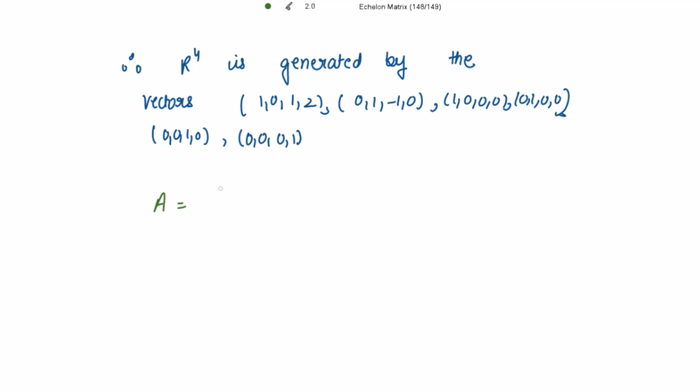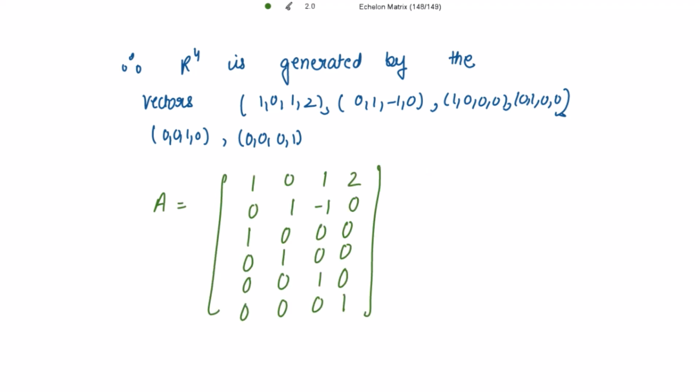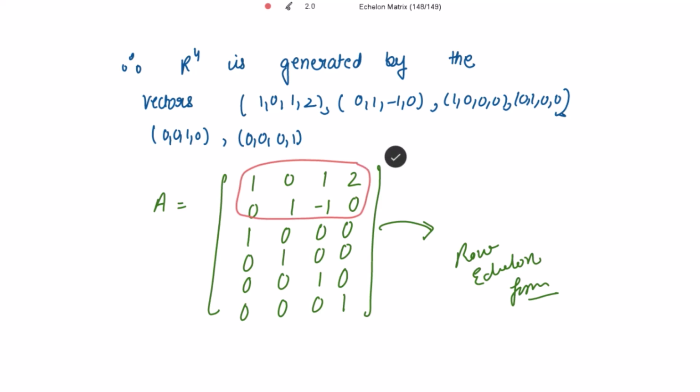So let me write this in a matrix form. And now to get the bases, we need to reduce this matrix into the row echelon form. Please remember that while applying the operations, the elements of these two rows should not be disturbed. Right? Because these two are the bases of the subspace, and we need to extend these bases to form the bases of R4, right?